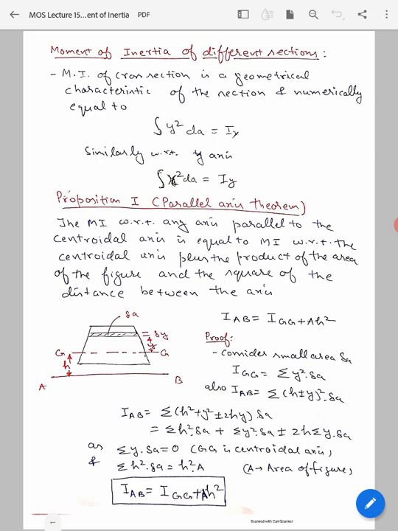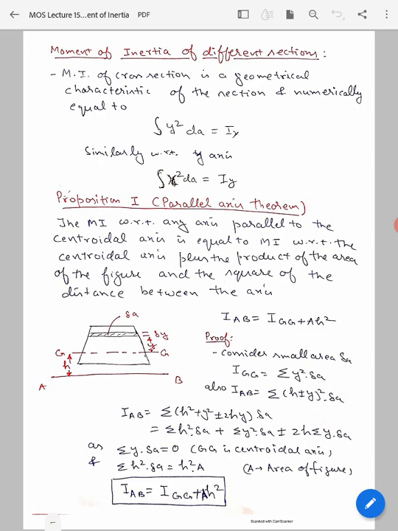We need to determine the value of moment of inertia for different sections because the beams that we encounter in engineering problems have different cross sections. They may be square, rectangular, hollow rectangular, circular, and hollow circular shapes also. Because of this variety of sections in the engineering field, we need to know how we can determine the moment of inertia for these sections.